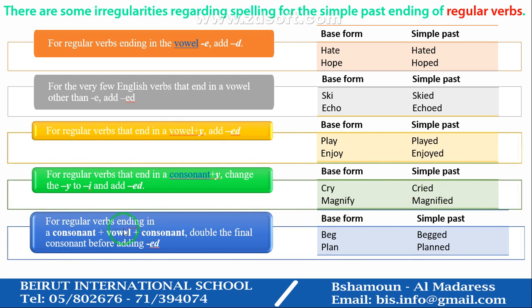For regular verbs ending in a consonant plus vowel plus consonant, and that's what we call CVC, we double the final consonant before adding ed. So when you have a C, V, C, consonant, vowel, consonant, you double the last consonant and then you add ed. Like here in begged, we took the last consonant, which is the G, we doubled it and then we added the ed.